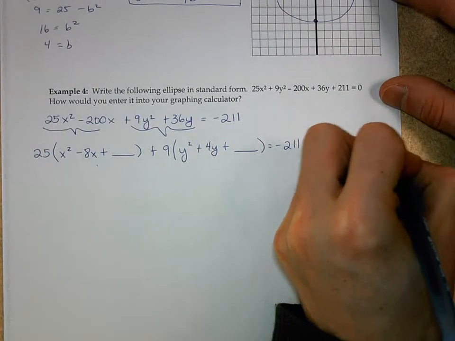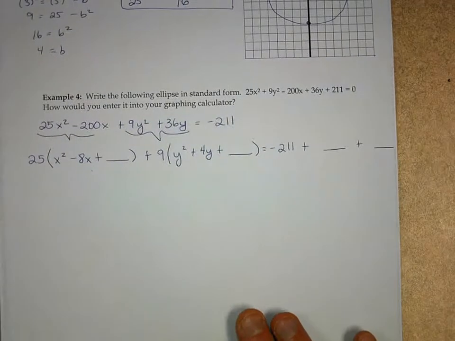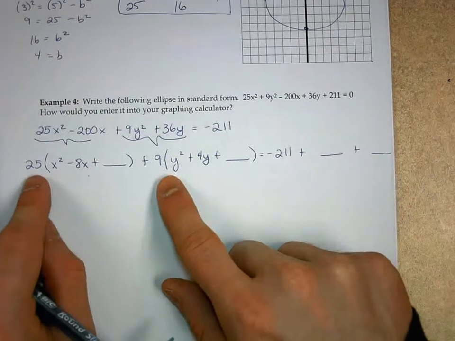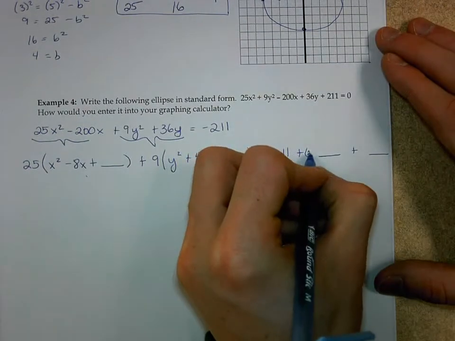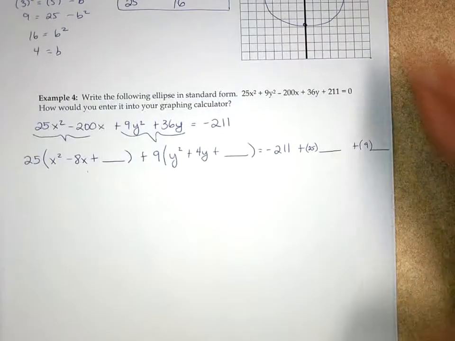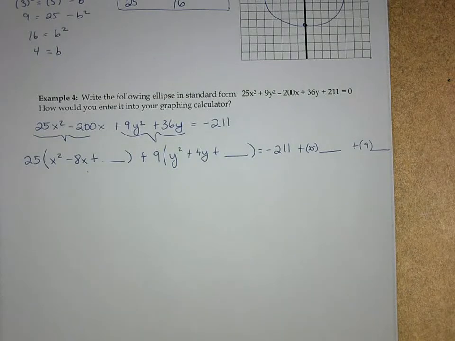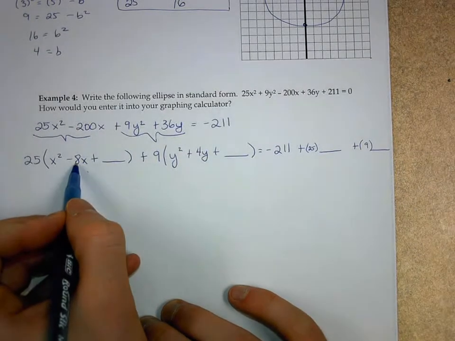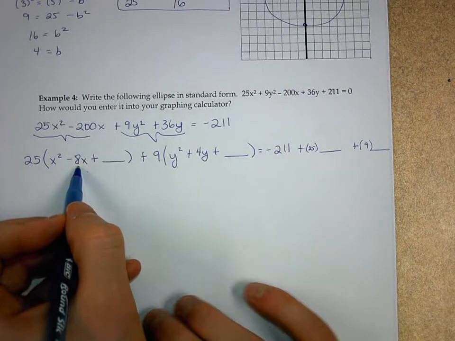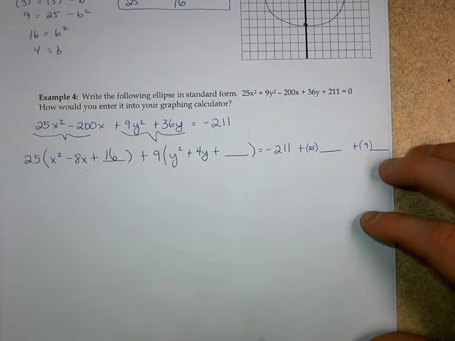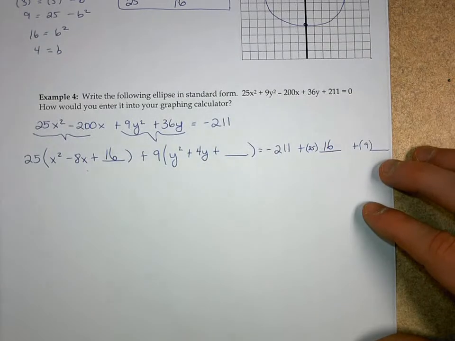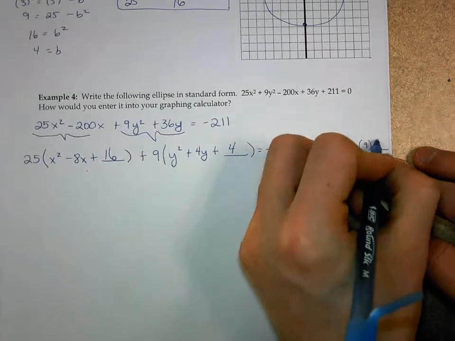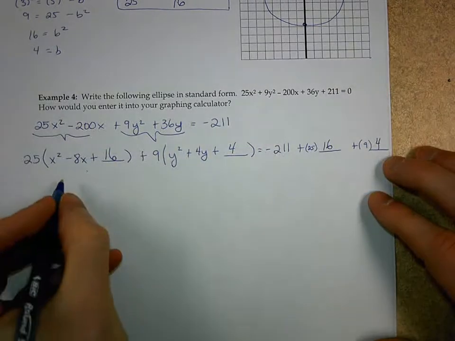And now here's the big piece I see a lot of students make mistakes on. We've got our two blanks on the other side, but since I factored out the 25 and the 9 right here, I have to multiply these blanks by 25 and 9 as my final answer once I complete the square. So over here, if I complete the square, half of negative 8 is negative 4. Negative 4 squared is 16. So if I put a 16 there, I've got to put a 16 right there. Here, half of 4 is 2. 2 squared is 4. So put a 4 there. I'll put a 4 right there.